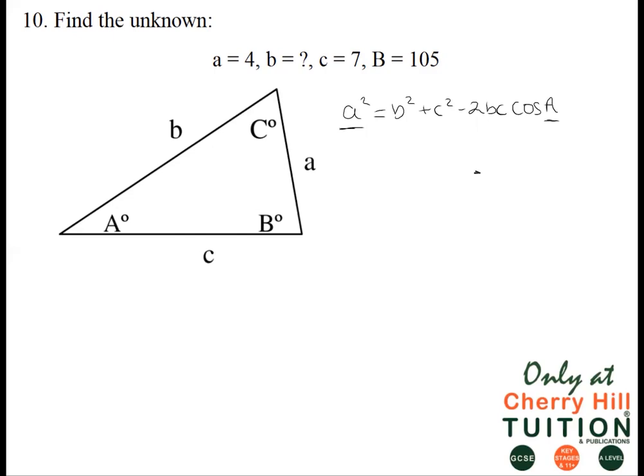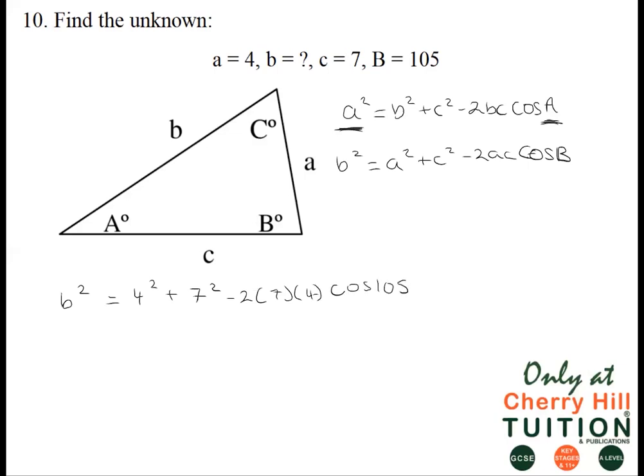Okay, so it's always the letter that you're working out that always needs to be here and here. So let's just swap this. So it's b squared, because we're working out b. This is equal to a squared plus c squared minus 2ac cos of b. Okay, and now all we need to do is plug in our values. So b squared, which is just b squared, is equal to a squared, which is 4 squared, plus c squared, which is 7 squared, minus 2 multiplied by 7 multiplied by 4, cos of 105.